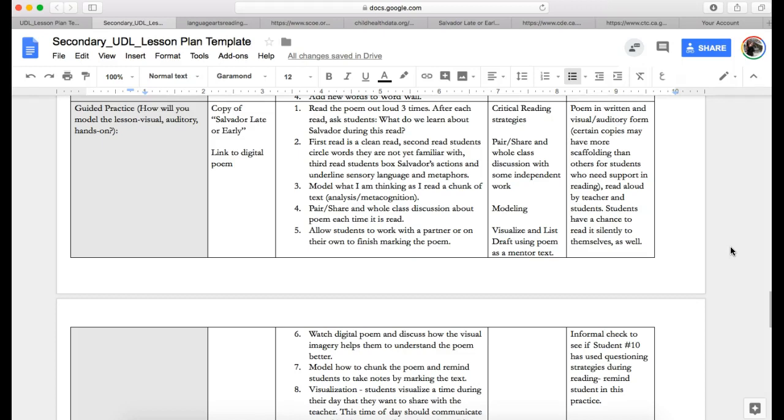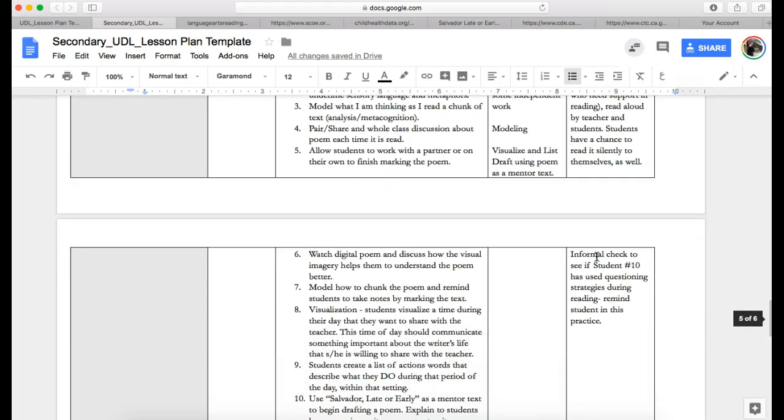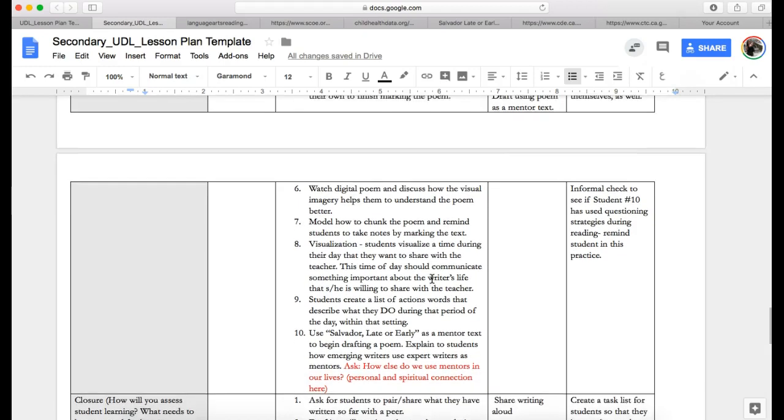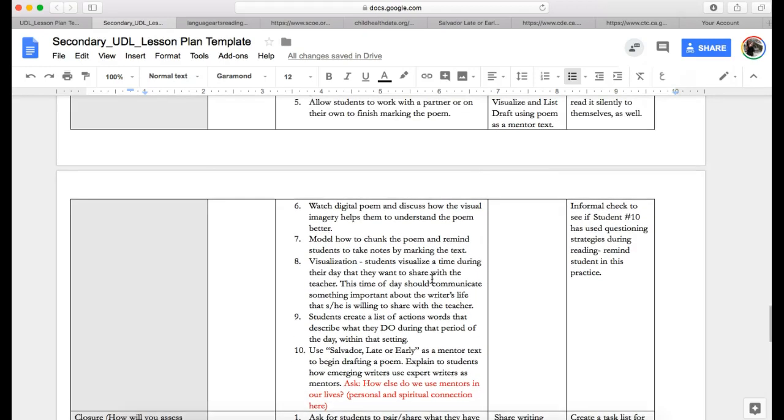Before we jump into that, though, I got a little bit ahead of myself. Sorry about that. We have one more support that I think will really help students to understand the poem, and that is to watch the digital poem. Now, some of you might want to jump into watching the digital poem first, to make sure that students understand the poem right from the beginning.